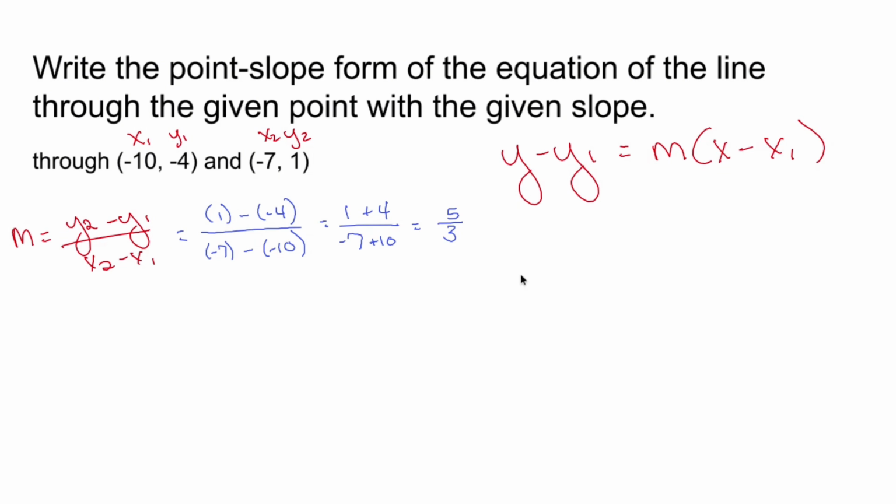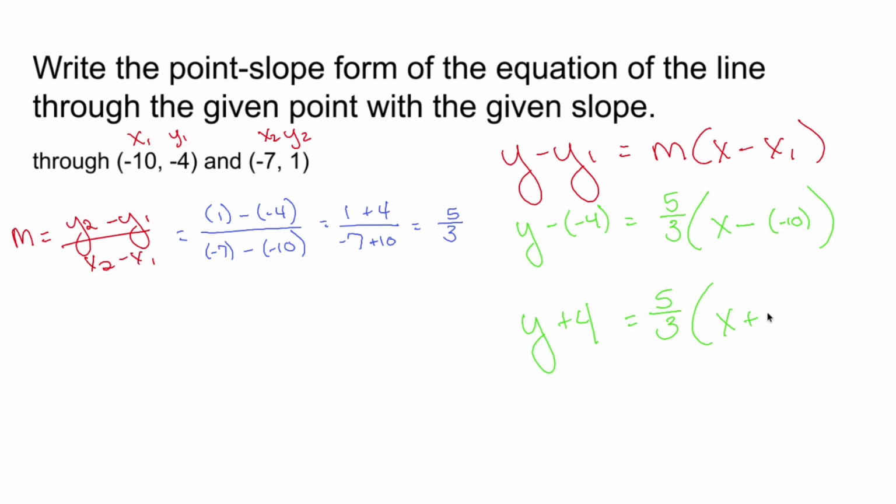So y minus y sub 1 I'm going to write out as y minus parentheses, y sub 1 is negative 4, equals, my slope is 5/3, so let's write that out. x minus, x sub 1 I called negative 10. And let's take a second to clean that up. We have a double negative, so y plus 4 equals 5/3, parentheses, x plus 10.